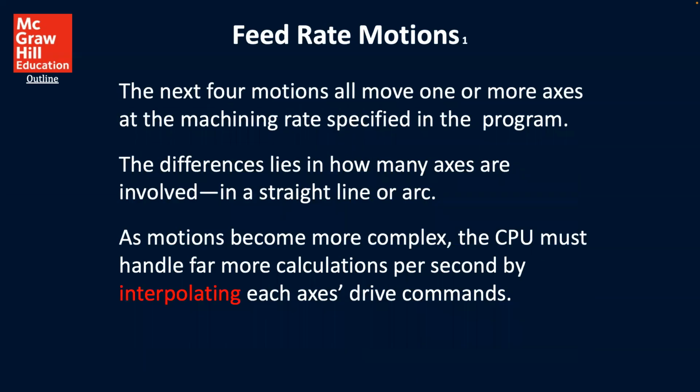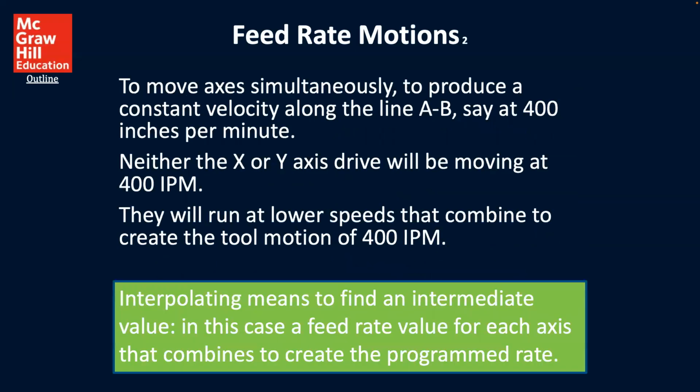What about feed rate motions? The next 4 motions all move 1 or more axes at the machining rate specified in the program. The difference lies in how many arcs are involved, in a straight line or an arc. As motions become more complex, the CPU must handle far more calculations per second by interpolating each axis drive command. And you can see complicated motions can start to be more difficult.